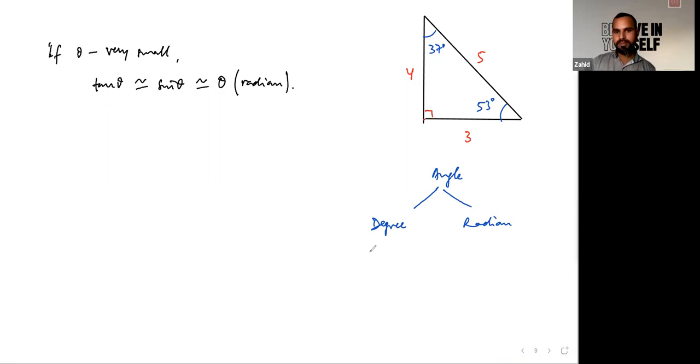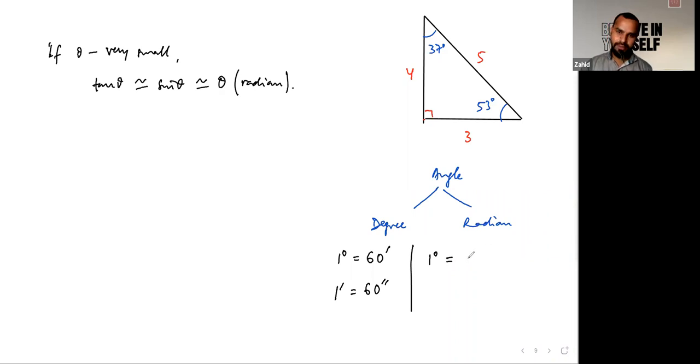In degree measurement, a complete angle is 360 degrees, and in radian measurement, it is just 2 pi. There are smaller units of the degree: 1 degree is equal to 60 minutes. Similarly, 1 minute is equal to 60 seconds, comparable to time. So I'm giving you some relations for direct conversion to radian.